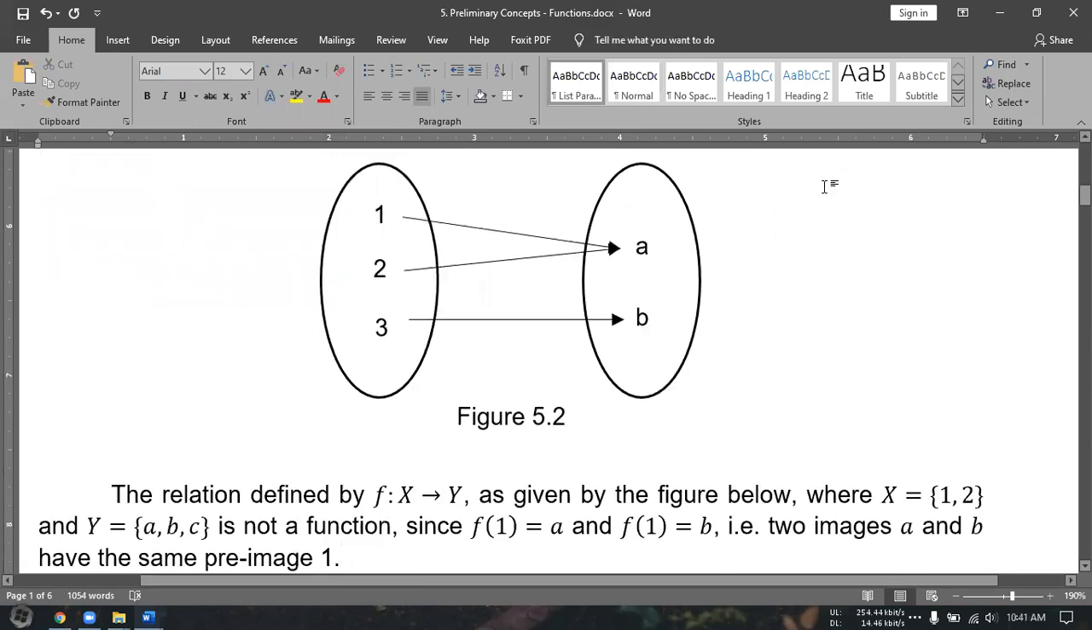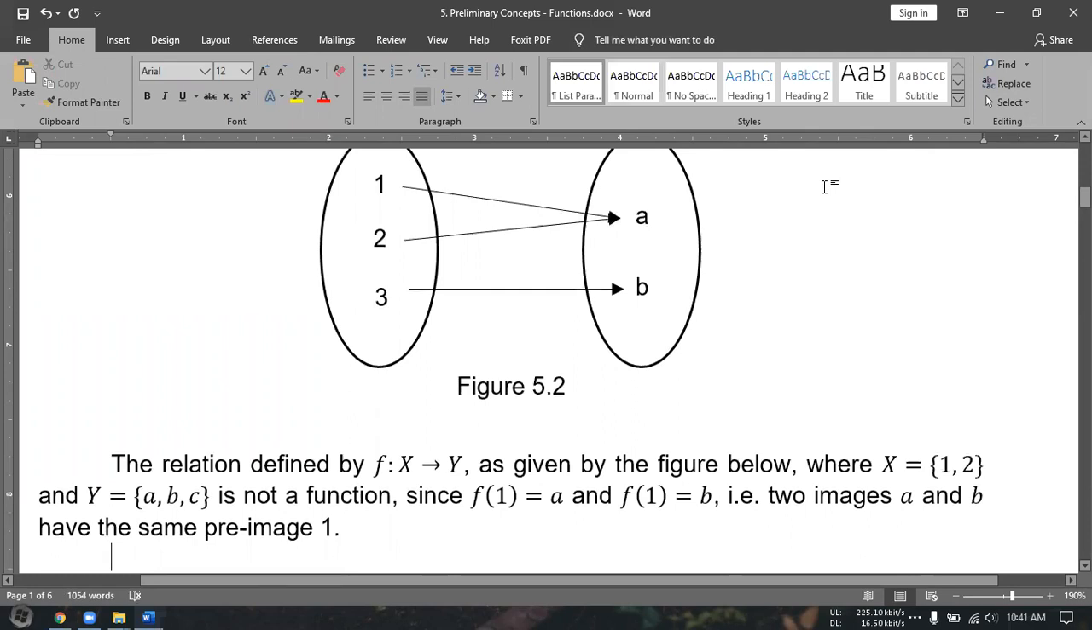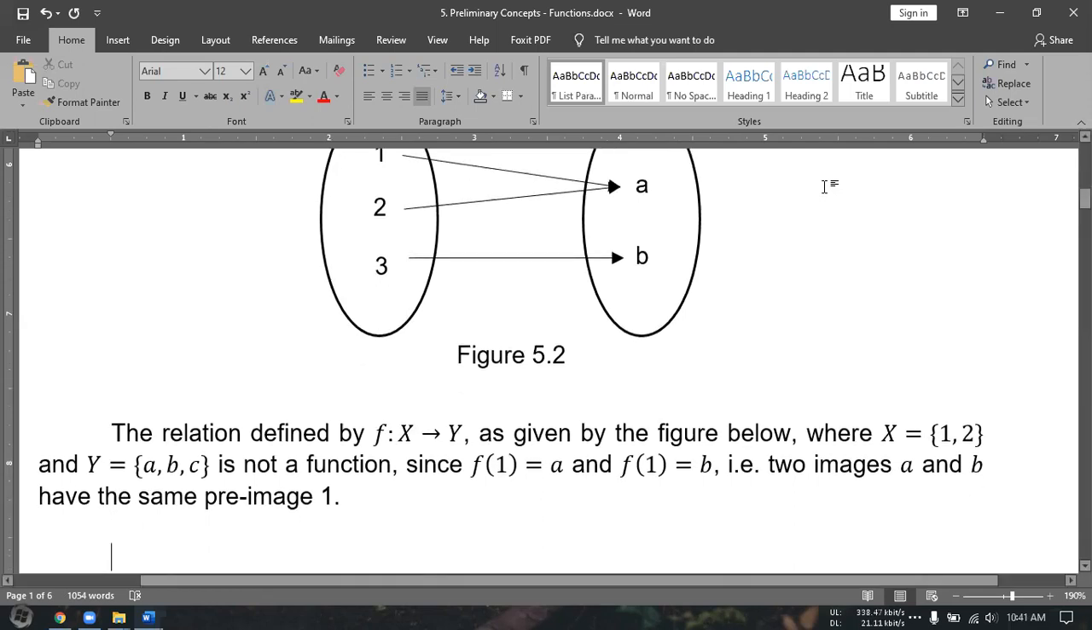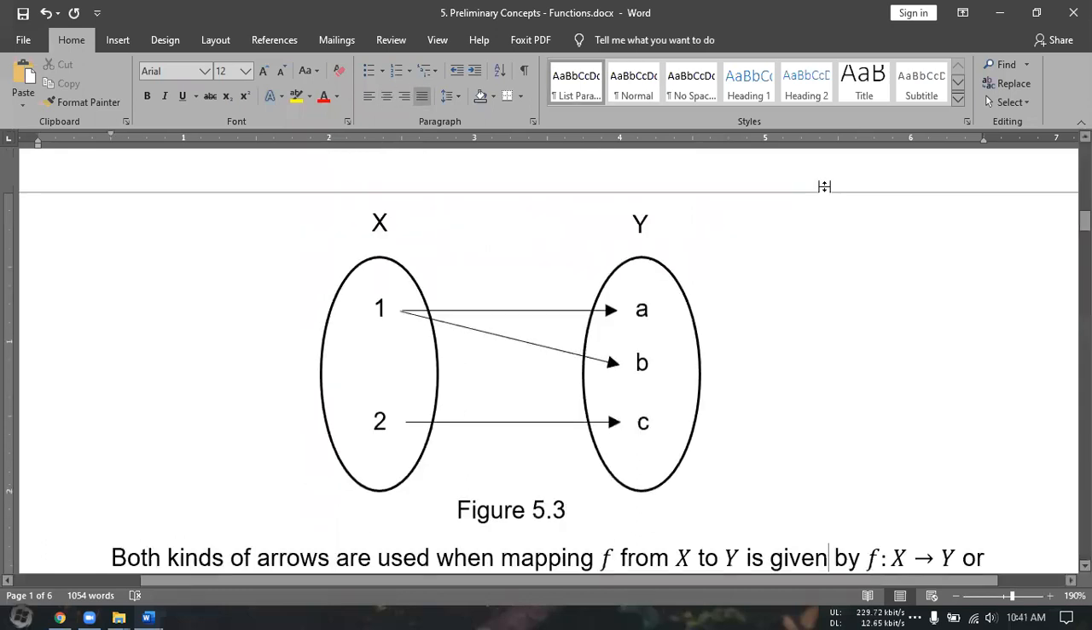The relation defined by x maps to y as given by the figure below, where x is defined as 1 and 2 and y is defined as a, b, and c, is not a function. It's not a function since f of 1 is a, and at the same time f of 1 is also b. So two images share a single pre-image, A and B have the same pre-image. This is one-to-many, if we define this in relation form.